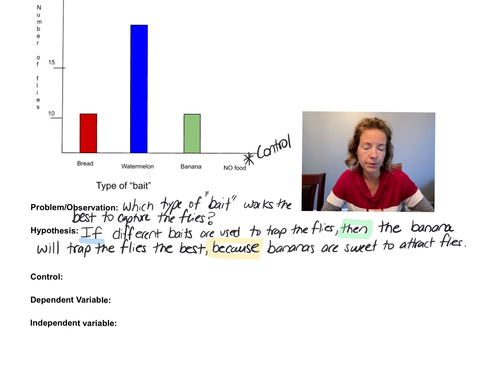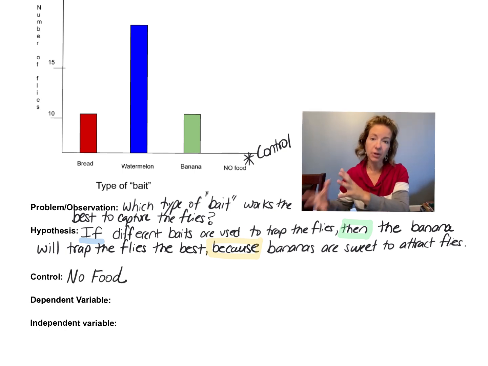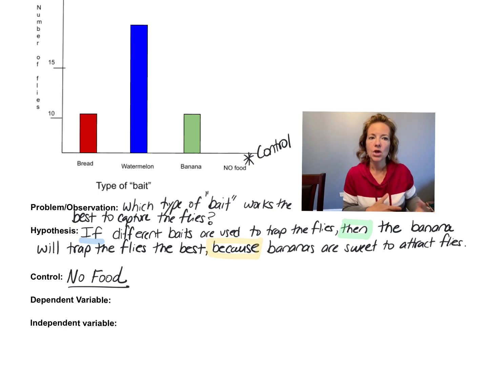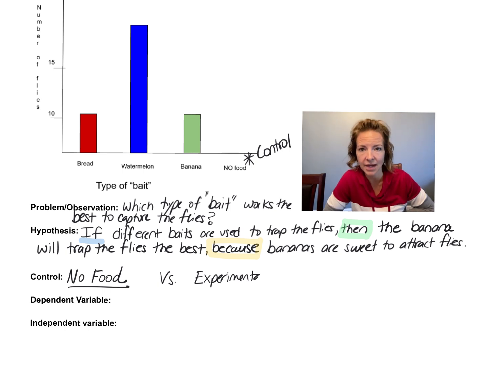Now my control group. Remember, we always want to compare our experiment to something that's the norm. So if we have no food, that would be my control. That is not changing anything.